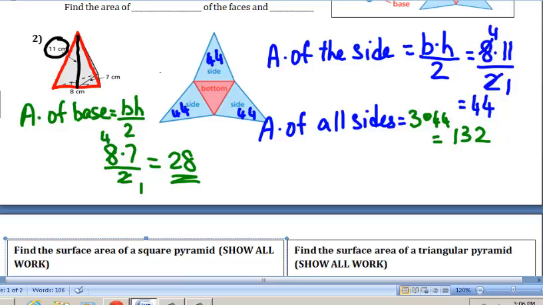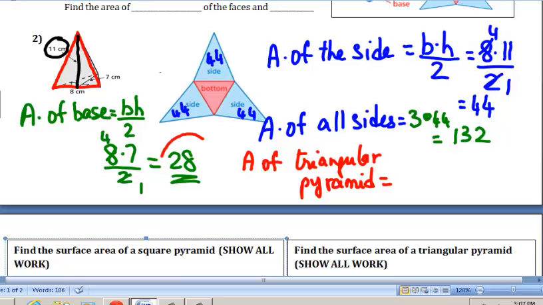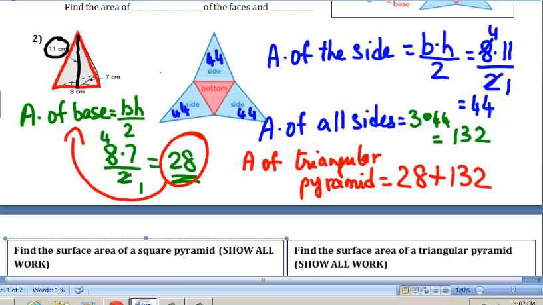Now what do we do? Good. Add up everything. So area of triangular pyramid equals the 28 that we got as the area of the base plus the 132, which is the area of all the sides, which gives us 8 plus 2 is 10, 3 plus 2 plus 1 is 6, and 1. So 160, I believe this is centimeters, so centimeters squared.